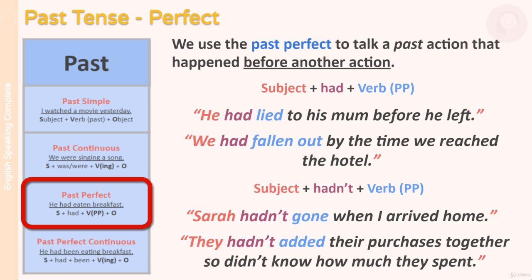They hadn't added their purchases together, so didn't know how much they spent. Okay, so just a few examples here. You can see the second part is also past tense in this last example. They hadn't added their purchases together. Therefore, so they didn't know how much they spent.